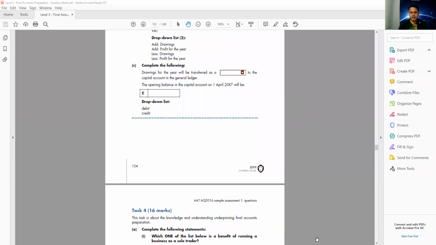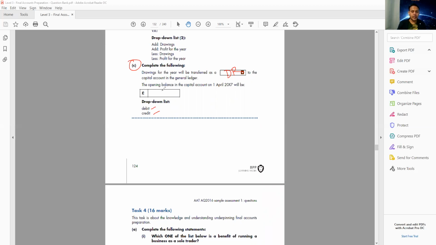Okay, there is a requirement C here. It says complete the following. Drawings for the year will be transferred as what? Debit or credit? Drawings will be transferred as a debit or credit to the capital account. Drawings are always debit. Remember that. Drawings are always debit because capital is a credit, so drawings is a debit. So drawings always reduce the amount of capital.